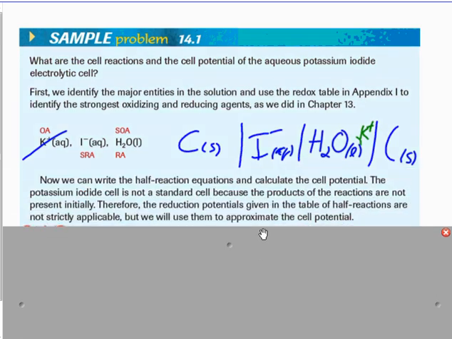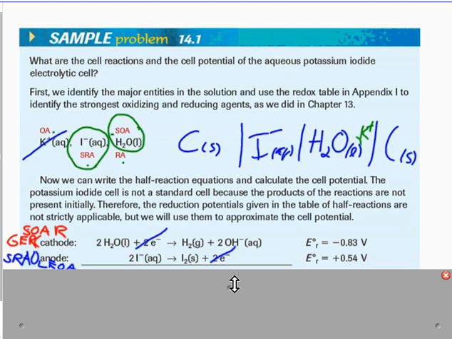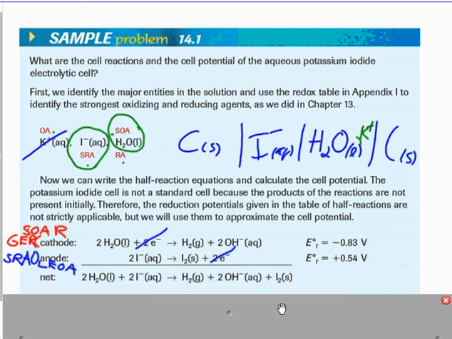So if we identify the OA and the RA, we have potassium and water for OAs, and we have iodide and water for RAs. So our SOA is the water, and our SRA is the iodide. So here's our half reactions. Remember, gain electrons, reduction occurs at the cathode. Lose electrons, oxidation occurs at the anode. If we cancel the electrons, our net reaction is 2H2O plus 2 iodide gives us hydrogen gas, hydroxide, and iodine solid. The cell potential for my half reactions are listed here.